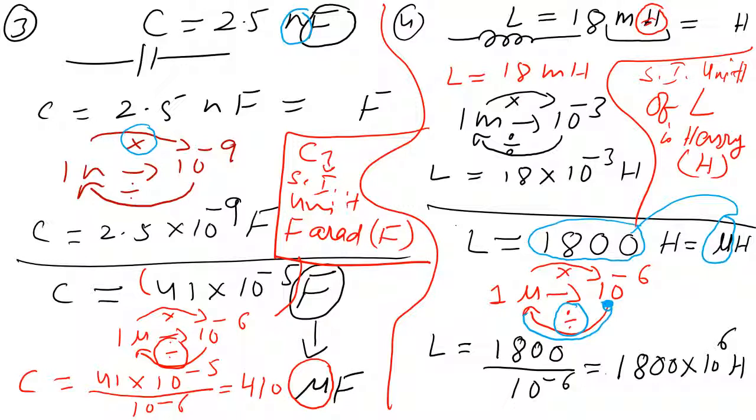So for every calculation, C should be in farad, and L should be in Henry, not in millihenry, not in kilohenry, not in microhenry, not in nanohenry. It should be in Henry. So you have to change it anyways. And the same thing is for the capacitor. If the capacitor is given in microfarad, nanofarad, millifarad, anything, you have to change all these things to the farad only.